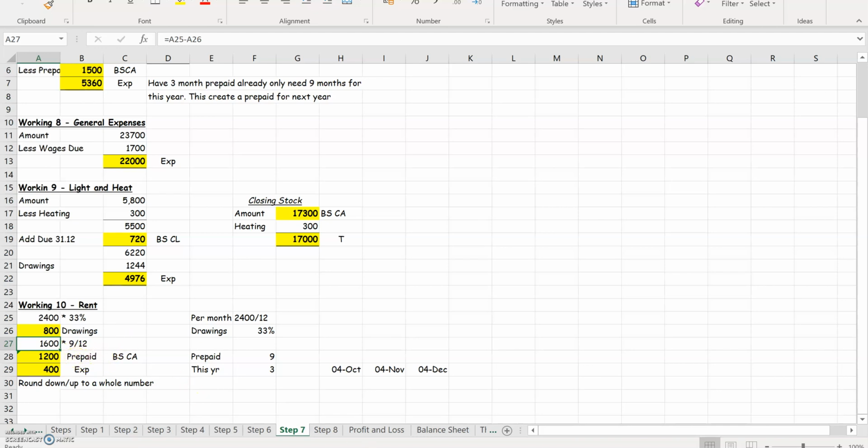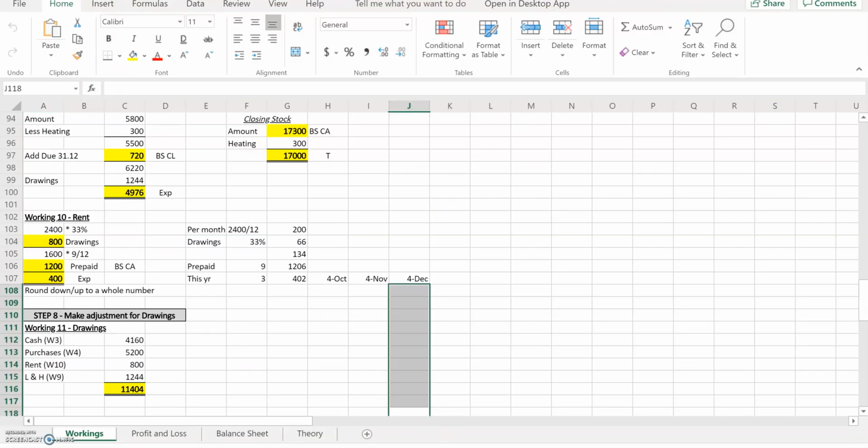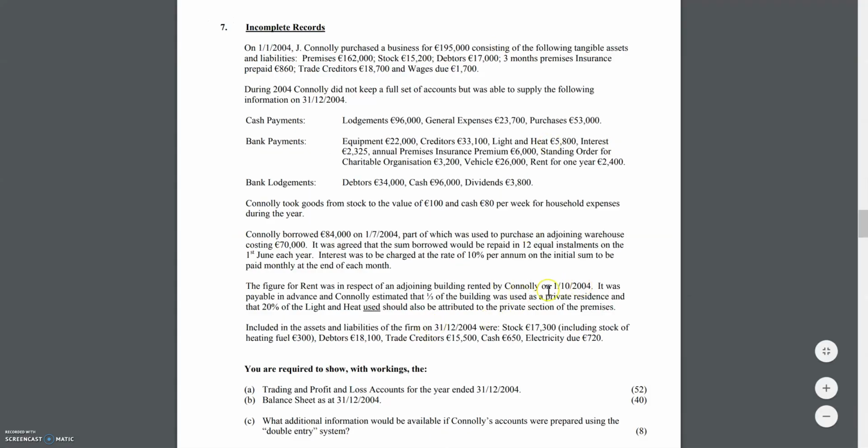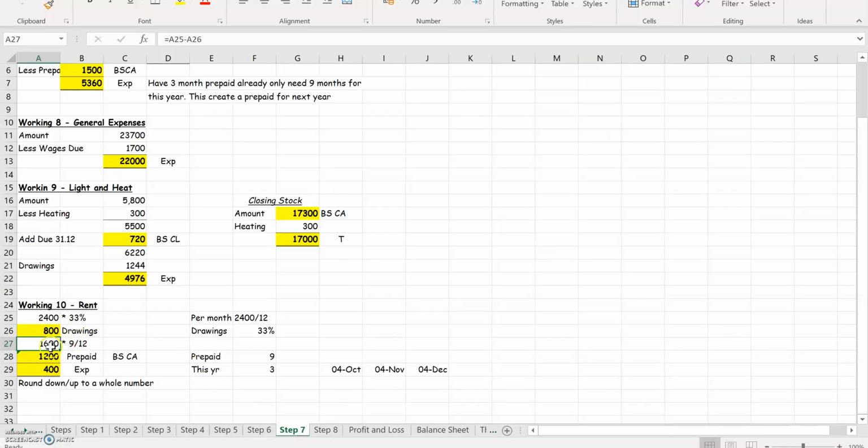So if we think about it, the question says that we start renting it on the 1st of the 10th, so he needs to pay this rent for 12 months beforehand. So 3 months is going to be for this period up as far as December, and then the 9 months is going to be the prepaid. So 1,600, which is left over because 800 goes to the drawings. Of that 1,600, 9/12 is prepaid. So if 9/12 is prepaid, there's 400 then is going to be the expense for this period.